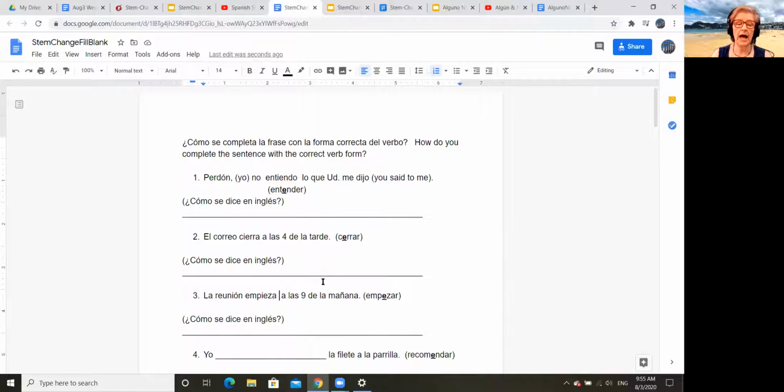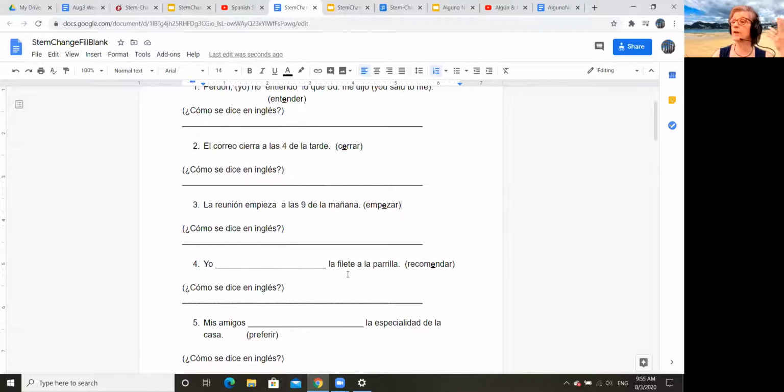Okay. La reunión empieza a las 9 de la mañana. The meeting starts at, or the meeting begins at 9 a.m. Bien, empieza. And the important thing is that I'm hearing you say those IE stem changes in the middle, and I'm hearing that with all of you.